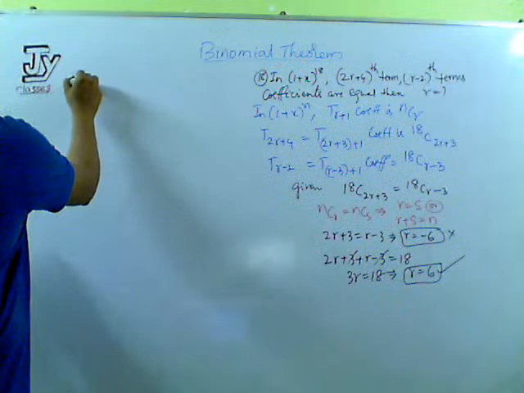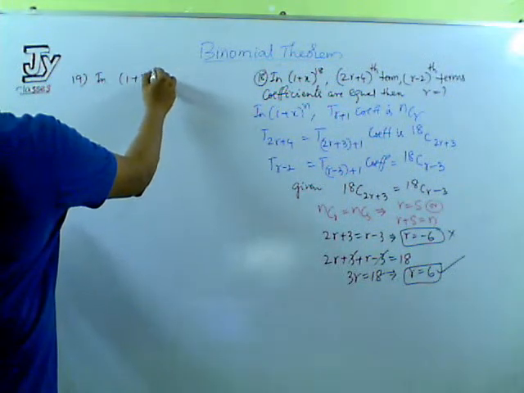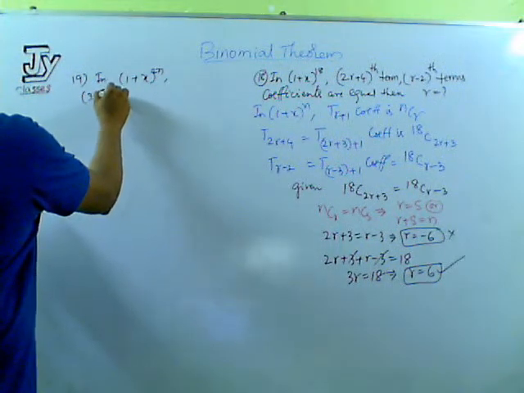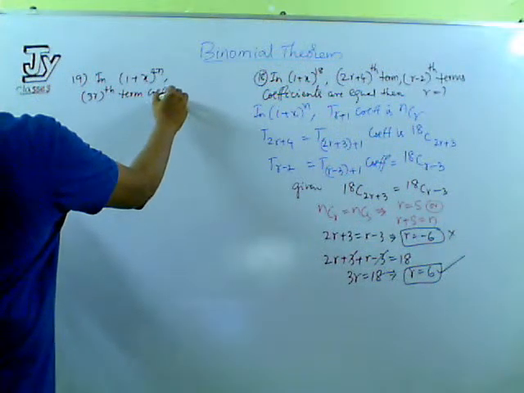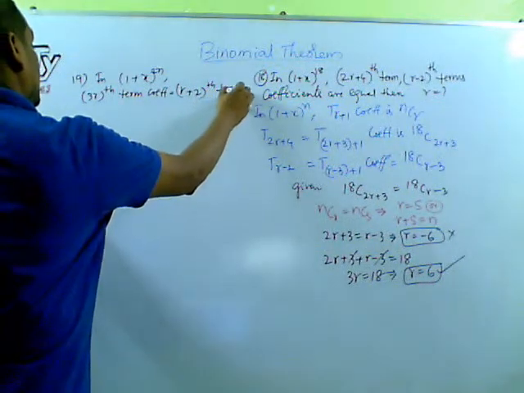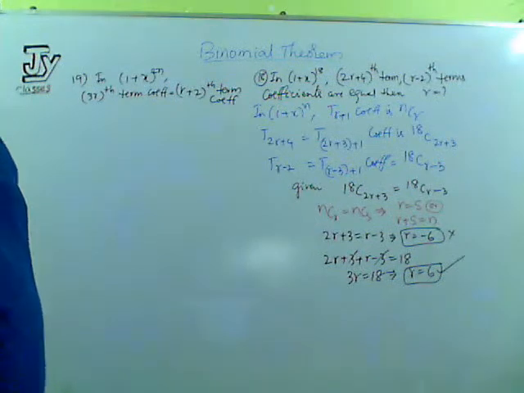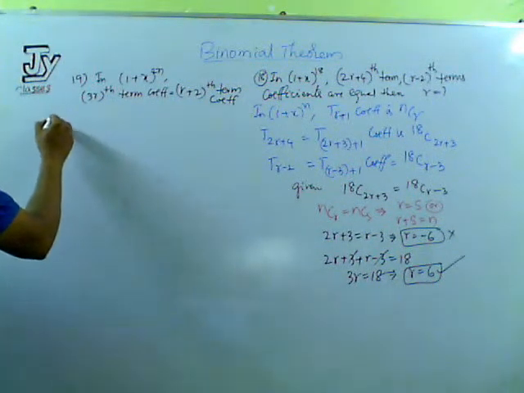Same question, the 19th one. In (1 plus x) whole power 2n, the 3rth term coefficient is equal to the (r plus 2)th term coefficient. Then what is the relation between n and r?